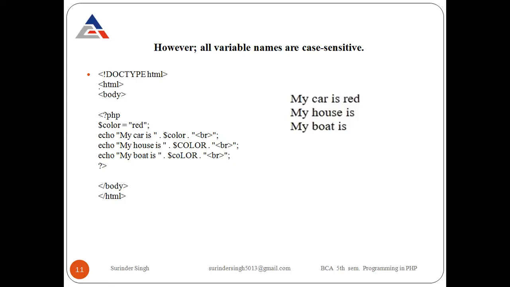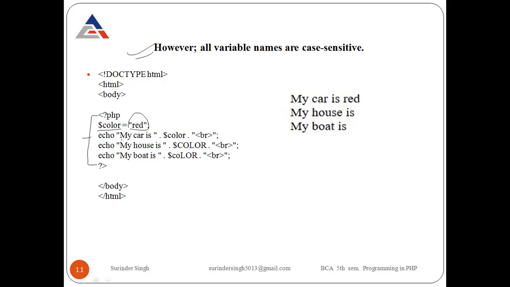Okay, this is a code showing the concept of case sensitive. Variable names are case sensitive. Here in this code, we have a variable named color and the value is the string red. Clear? Here we are printing in three different ways.